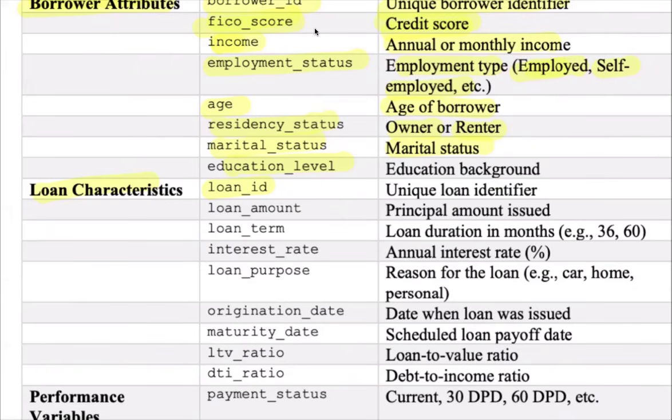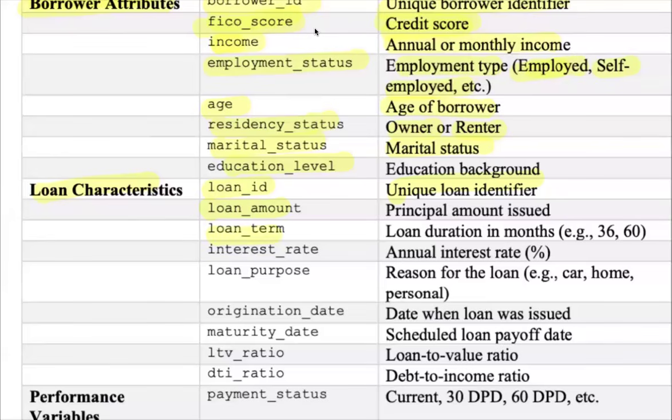Okay, so of course, loan ID is nothing but a unique loan identification number. Now, loan amount. How much is your loan amount? How much value of loan have you taken? If you are taking a loan for your education, it can be lower, let's say $20,000 or $30,000. But if you are taking a mortgage loan, it will be much higher.